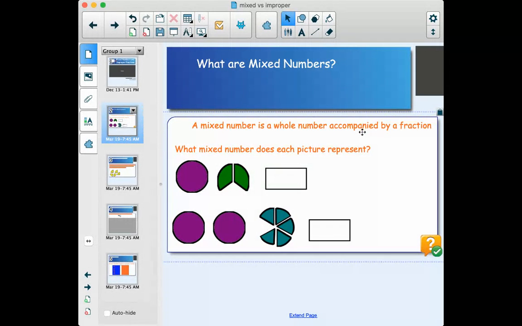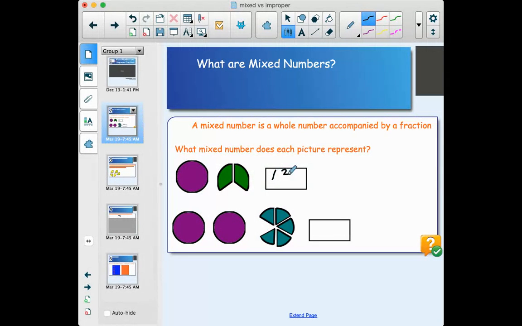Whenever you see mixed numbers, you know you're going to have something that's more than a whole because it's got at least one whole along with some sort of fractional part. So if I look at these to see what they represent, in this first case, I have one whole circle. And if I look at the fraction part, this circle was cut into three pieces, and I have two of the three. So the mixed number here would be one whole and then 2/3 of another one.